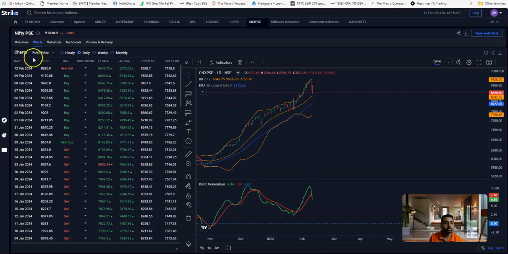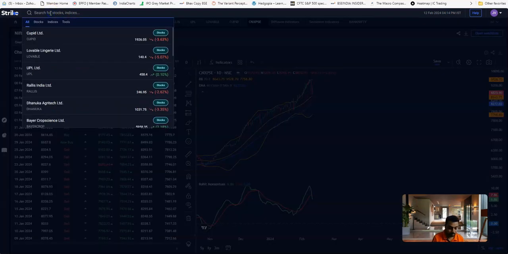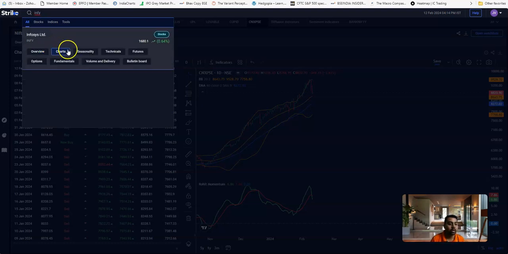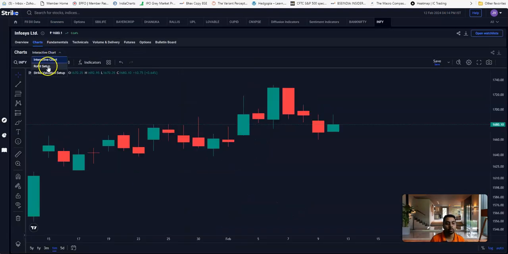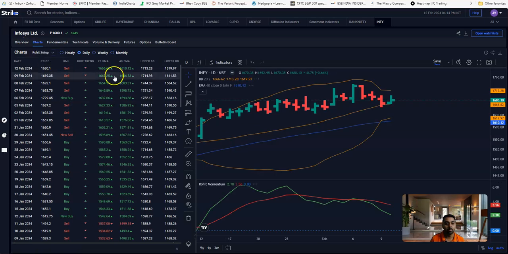And to come to the screen, all you have to do is type any stock or the index on the Google search, say Infy. Okay, I type over here, I go to charts, and I go to Rohit setup. The moment I go over here, you will see 4 time frames, that is hourly, daily, weekly and monthly. And you can choose any of the time frames which matches your time horizon.